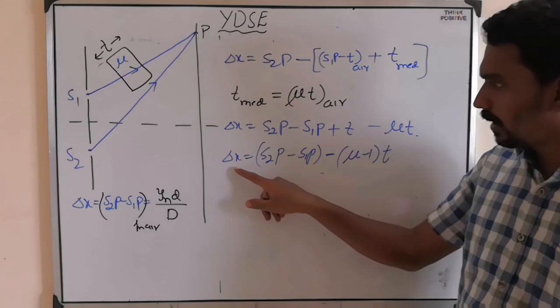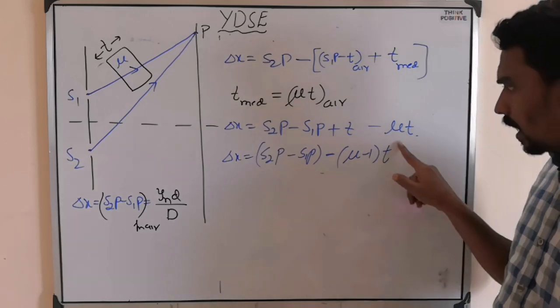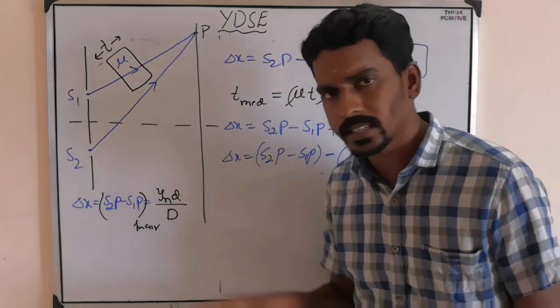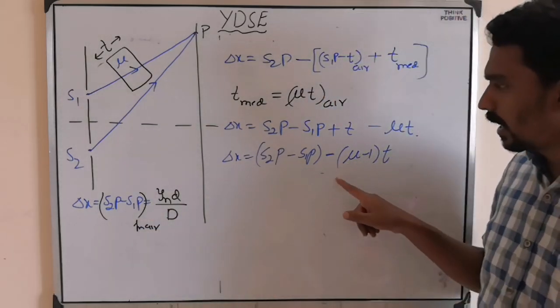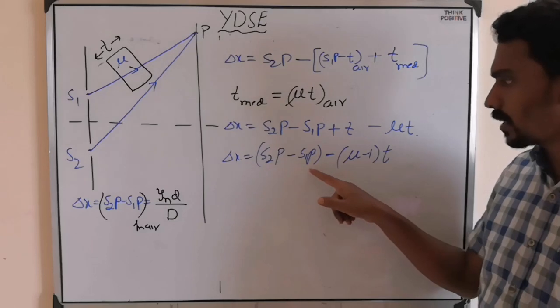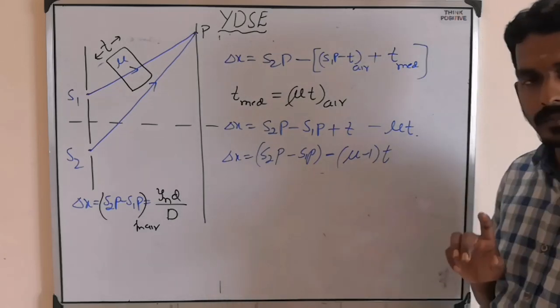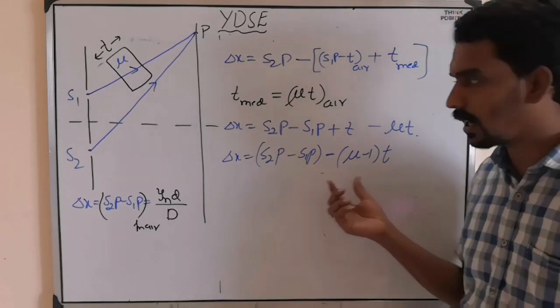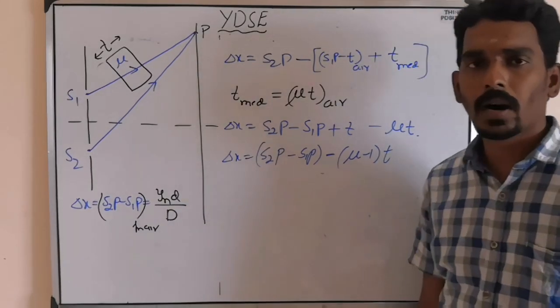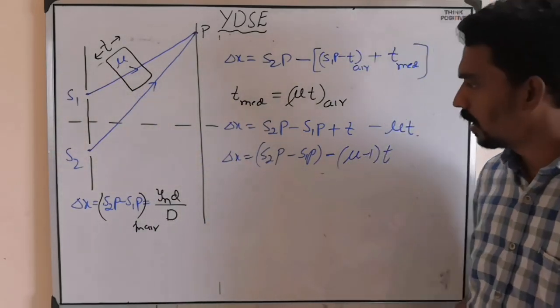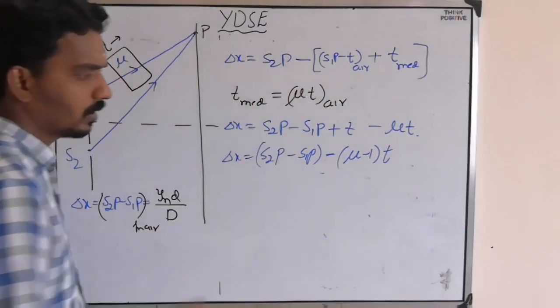So there is an additional path we are seeing. Here S2P minus S1P, here S2P minus S1P minus something else. So one additional term you are observing in the path difference from S1 and S2.